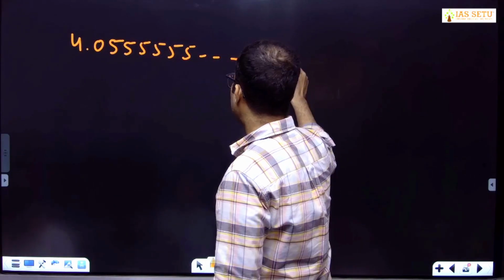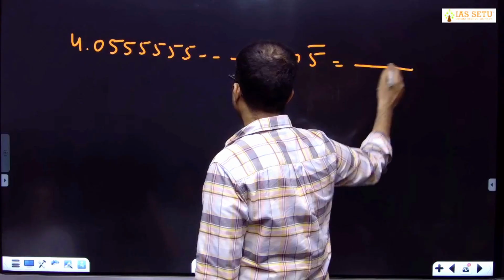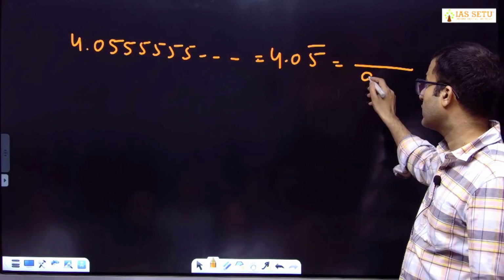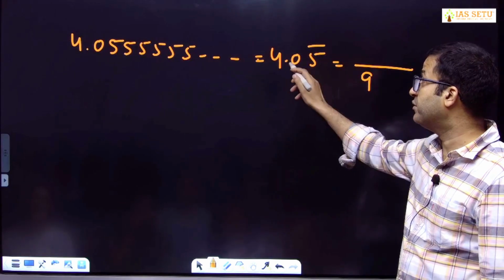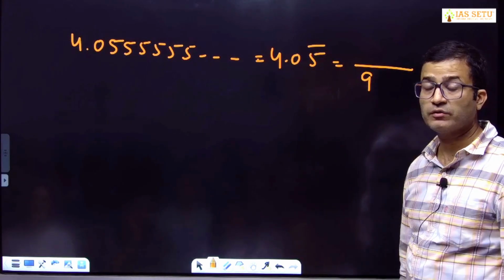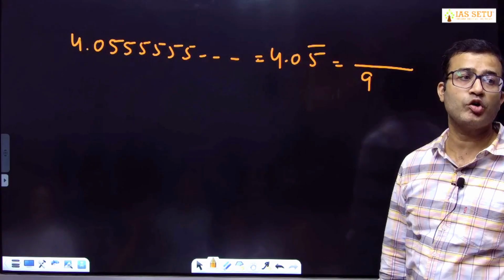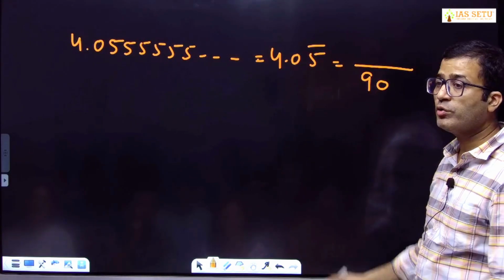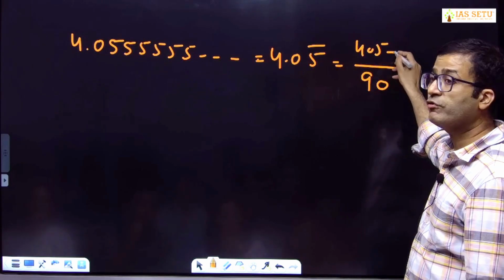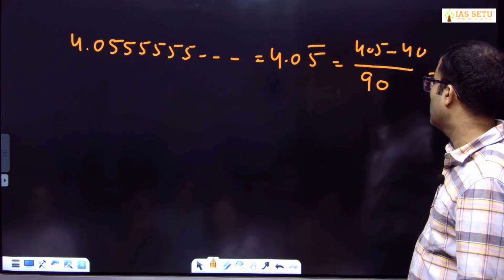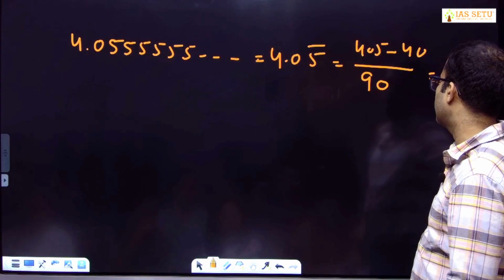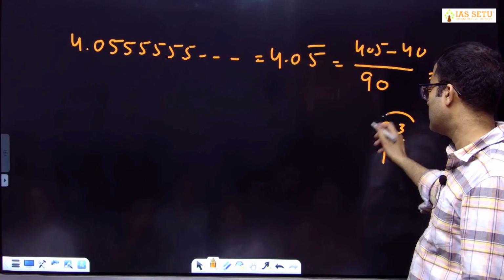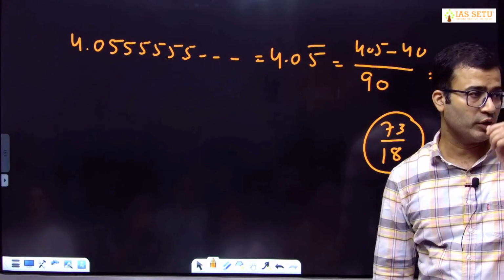So now here it is 4.0 bar on 5. Tell me how many digits under the bar? 1, so 9. How many digits between decimal and recurring part? 1. 0 is also a digit. Some students ignore it. Because of this digit you have to put 0. What about numerator? 405 minus 40, ये भी ध्यान रखना. So it is 365 upon 90. If you simplify, 73 upon 18, 5 से डिवाइड कर देंगे, 73 upon 18.